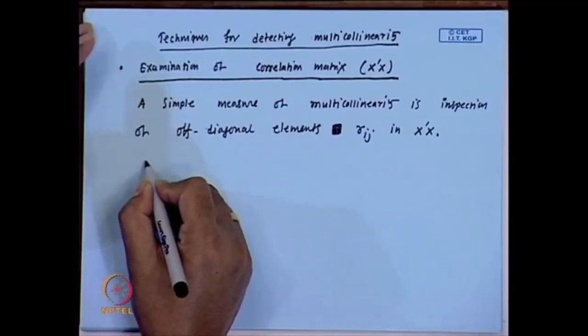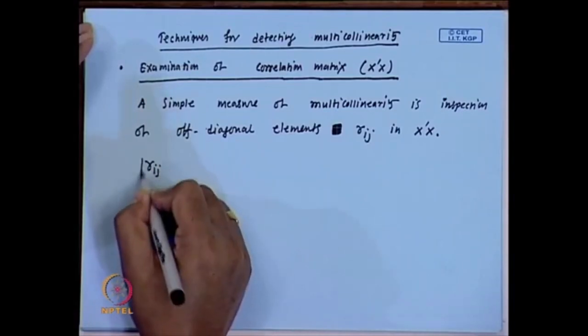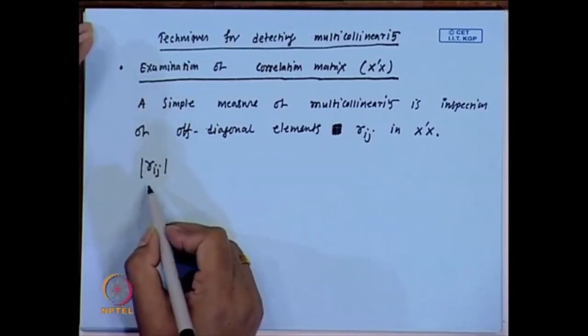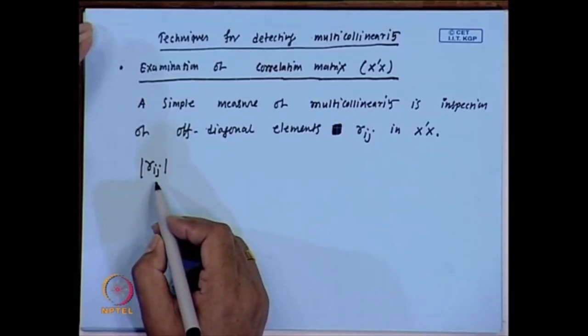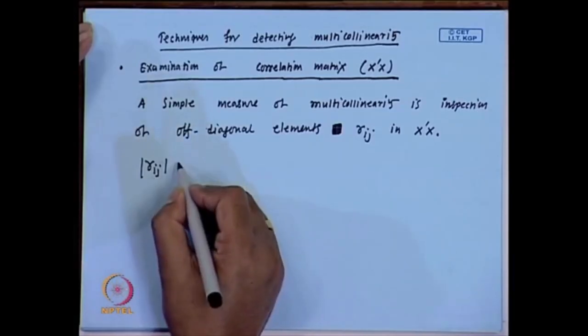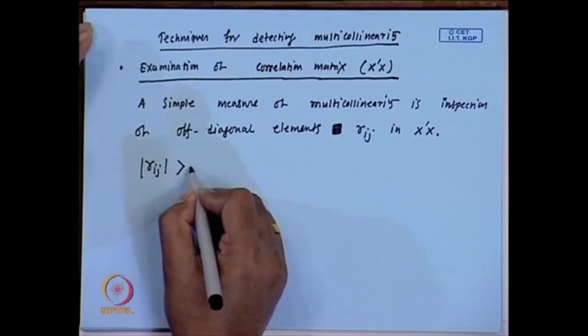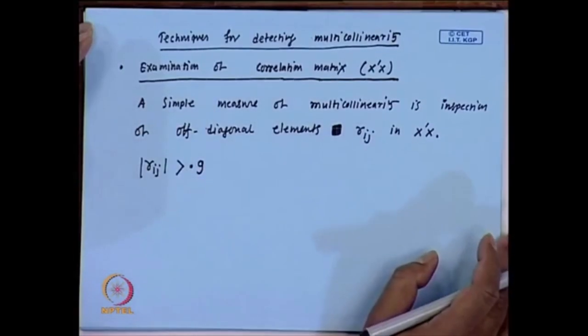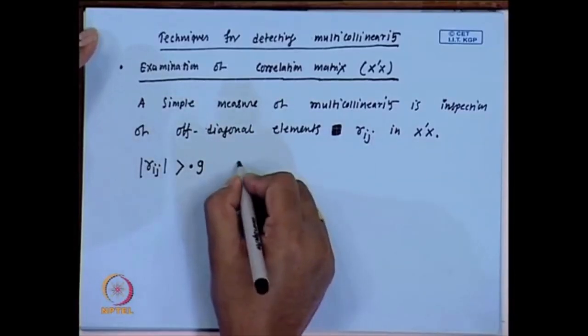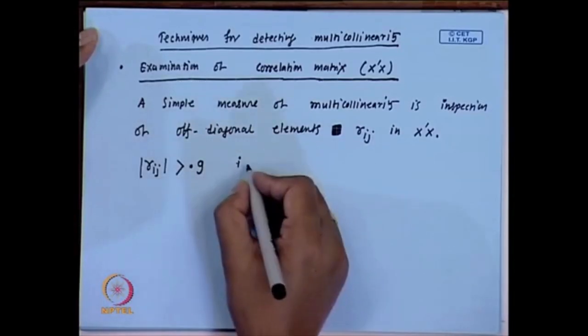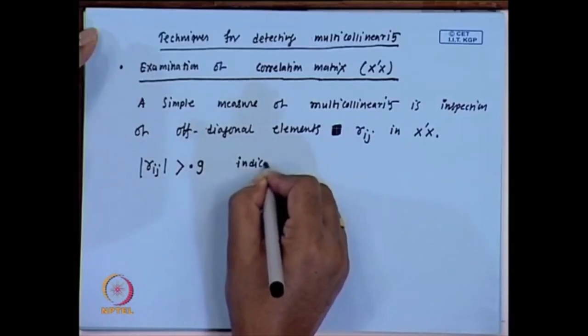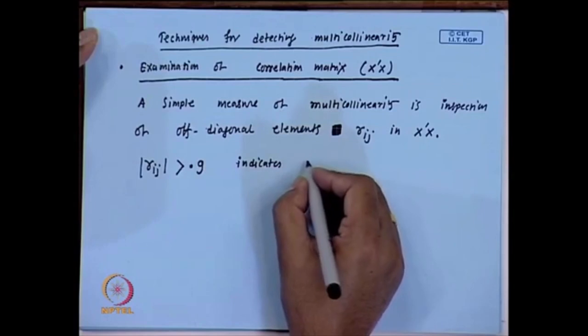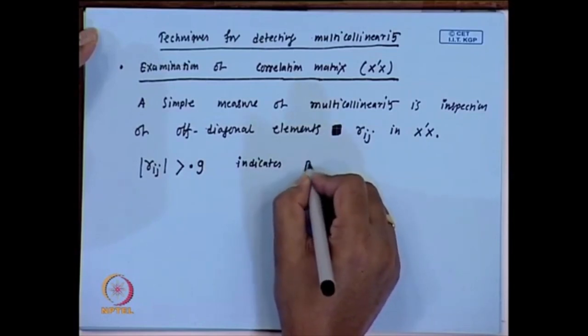So, as a general rule, if Rij, the correlation coefficient between the regressors Xi and Xj, is greater than 0.9, then it indicates a multicollinearity problem.